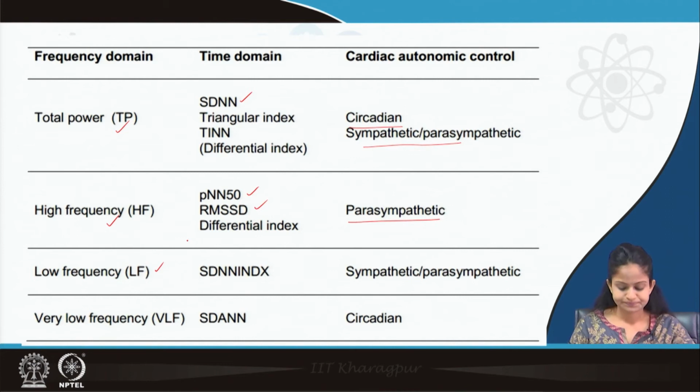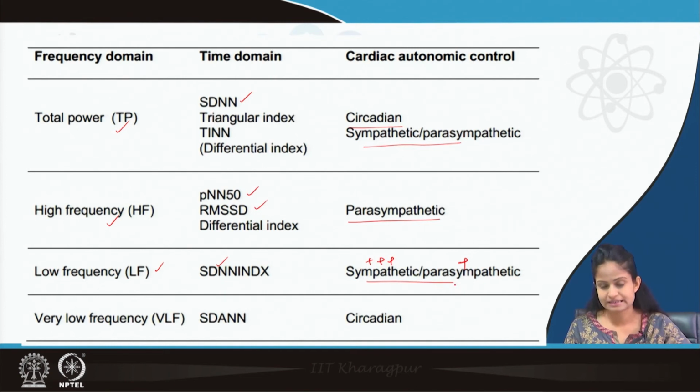Low frequency and SDNN as well as SDNN index, we have again sympathetic and parasympathetic, sympathetic more and parasympathetic to a certain extent less as compared to sympathetic, and very low frequency, that is mainly circadian or the blood pressure oscillations. So, these are the correlations of the frequency domain parameters as well as time domain parameters in relation to the cardiac autonomic control.